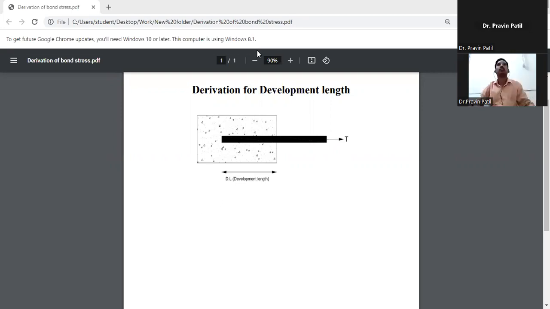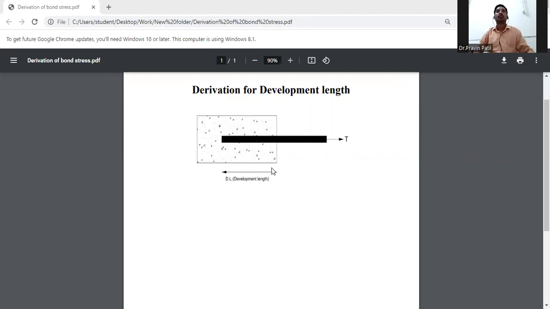Derivation for development length. First of all, tensile force in bar. Tensile force in bar is equal to the cross-sectional area of the bar, which is pi by 4 into diameter squared, into stress. That is Fs.